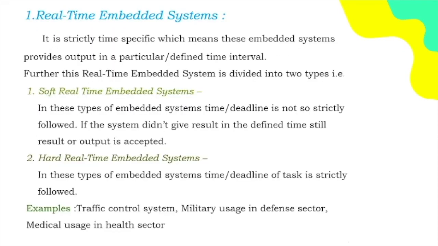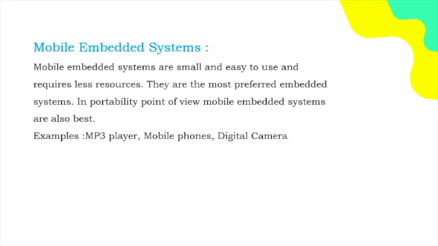After that, mobile embedded system. Mobile embedded systems are small and easy to use, and they require fewer resources. They are also a preferred embedded system. From a portability point of view, mobile embedded systems are also best. Examples of mobile embedded systems are mobile phones, digital camera, and MP3 player.